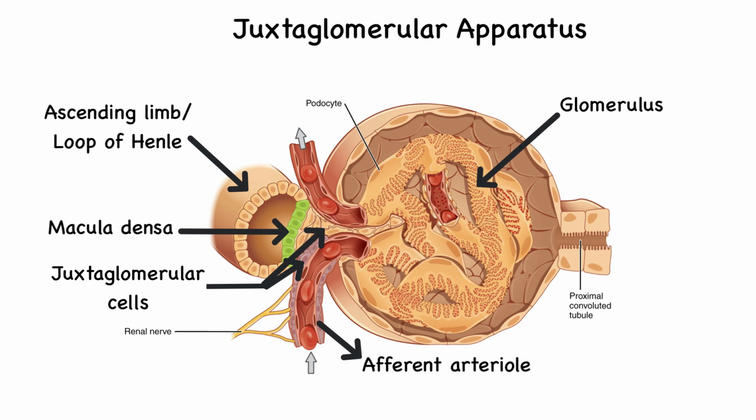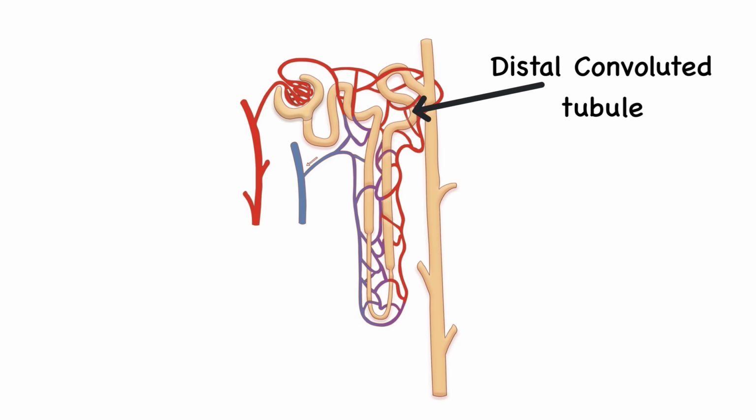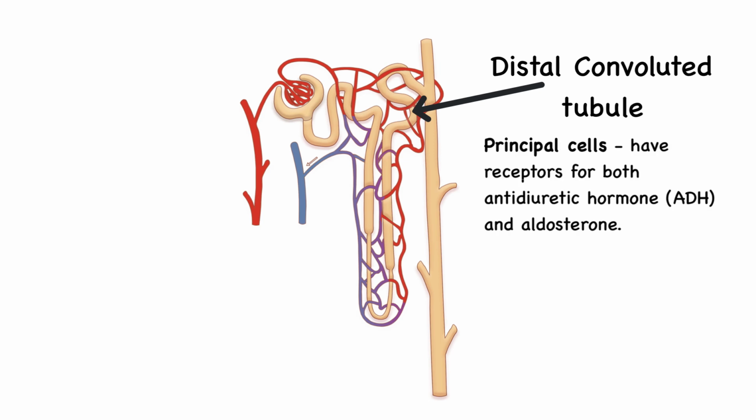The distal convoluted tubule begins just after the macula densa. In the distal convoluted tubule, we find principal cells, which have receptors for both antidiuretic hormone and aldosterone. These hormones will regulate the functions of the distal convoluted tubule and the collecting ducts.